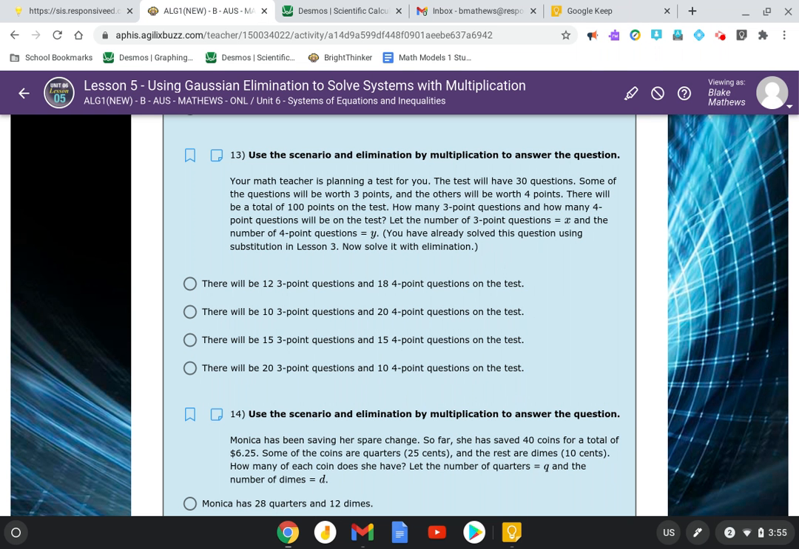Your math teacher is planning a test for you. The test will have 30 questions. Some of the questions will be worth 3 points, and the others will be worth 4 points. There will be a total of 100 points in the test. How many 3-point questions and 4-point questions will be on the test?